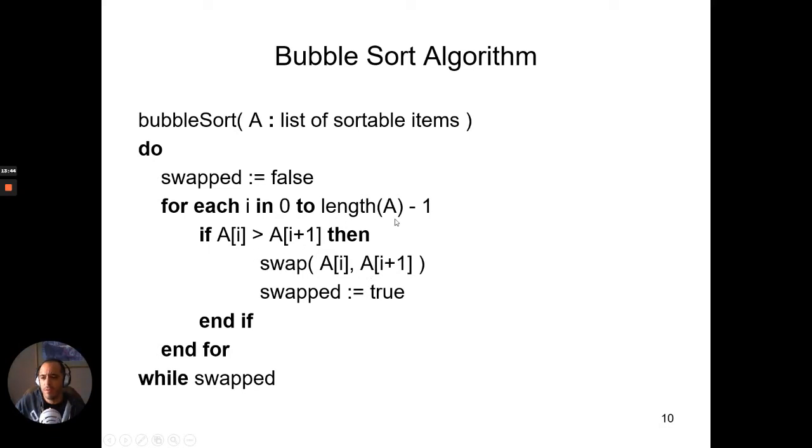Okay, the efficiency of this could be improved a little bit. As you go through your swapping, you could potentially continue to ignore more and more of the one side of your list if you wanted to.